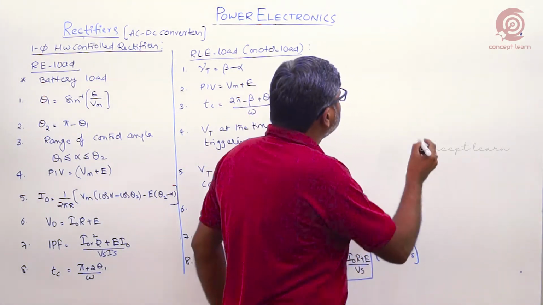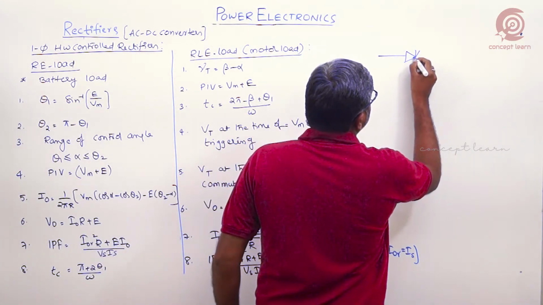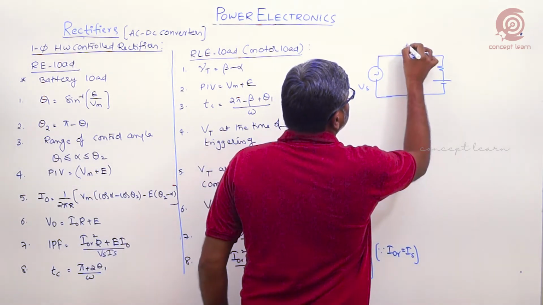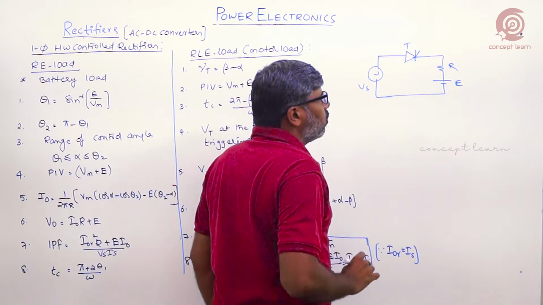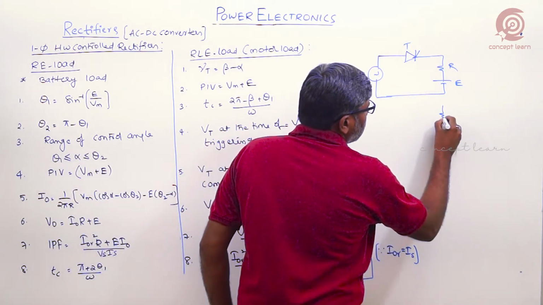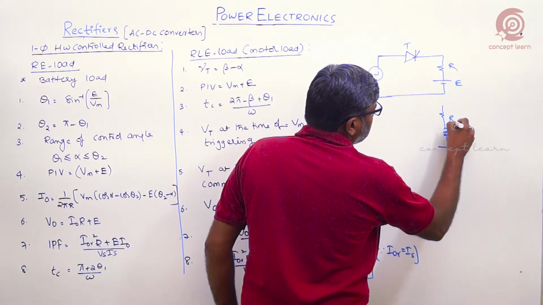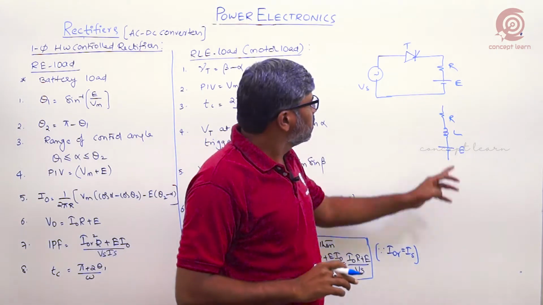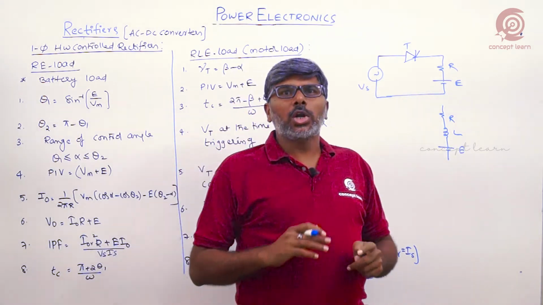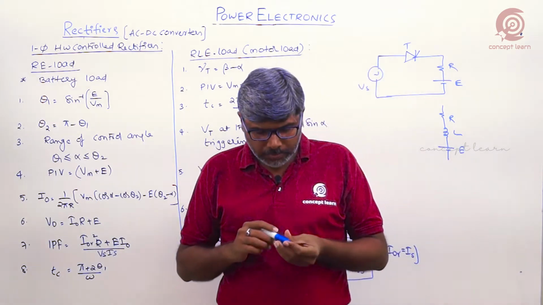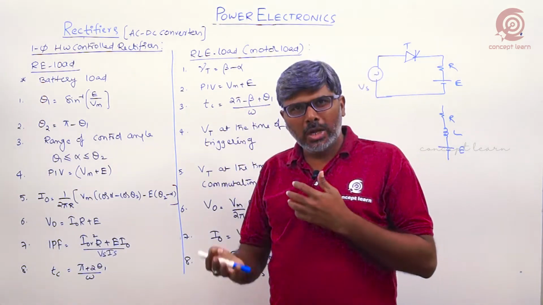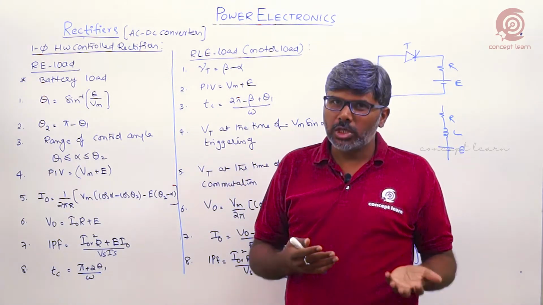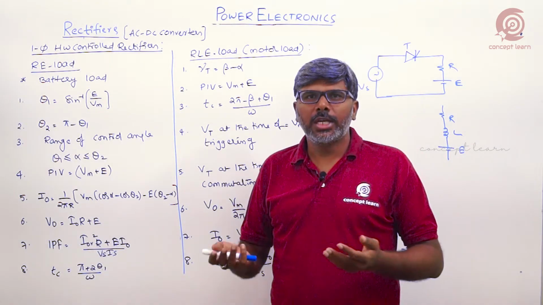When you come to the battery, this is the RE load. This is the RLE load. The important thing is, what is the minimum control angle and maximum control angle? In case of R load, RL load with freewheeling diode, the minimum firing angle alpha is 0, maximum firing angle is pi, 180 degrees.